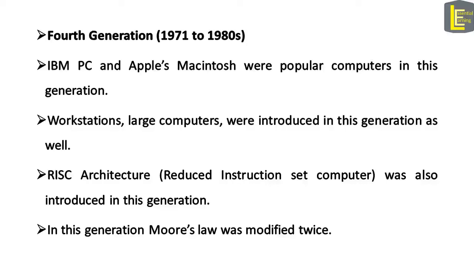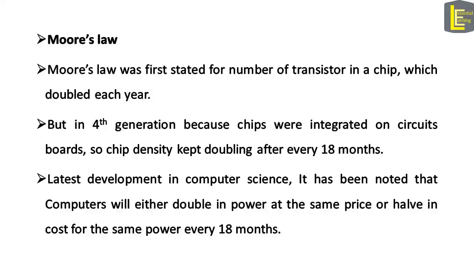In this generation, computers' internal instruction set was also modified. RISC architecture, reduced instruction set computer, was introduced. Moore's law was modified twice. In the third generation, Moore's law stated that the number of transistors on a chip doubled each year. But in the fourth generation, because chips were integrated on circuit boards, chip density kept doubling every 18 months.